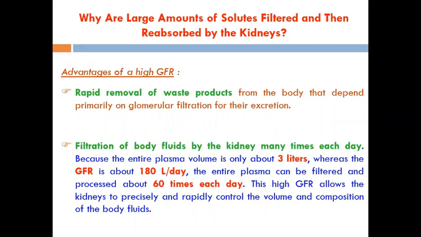So if the kidneys are filtering about 125 mils per minute, or 180 liters per day, and you divide 180 by 3, you are going to get 60. So in a day, the plasma is going to be filtered 60 times. So you can see the function of the kidneys. They have to filter the blood plasma 60 times every day.